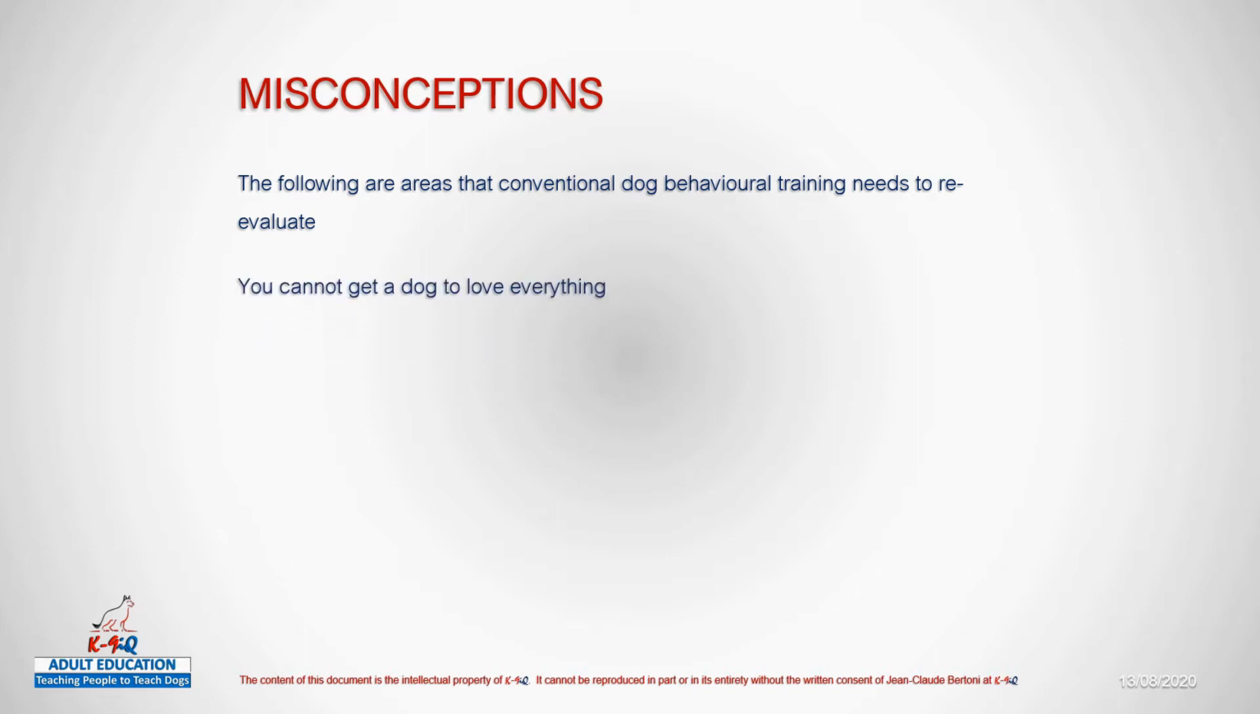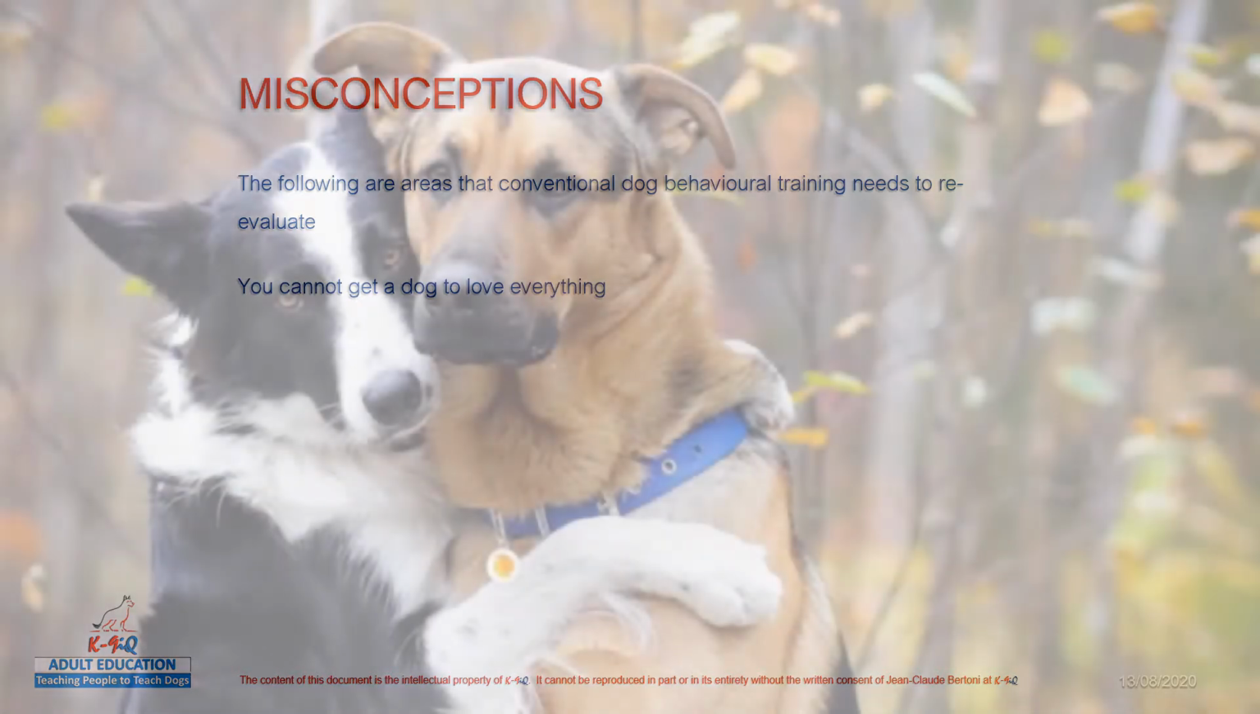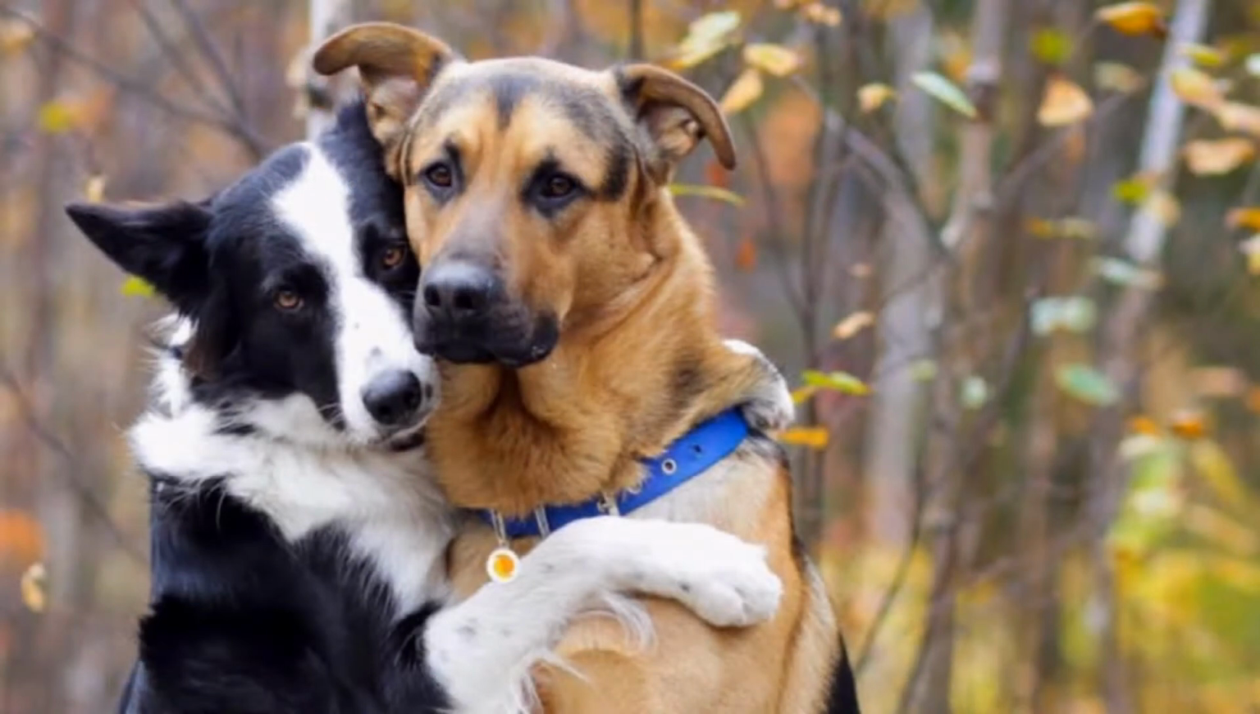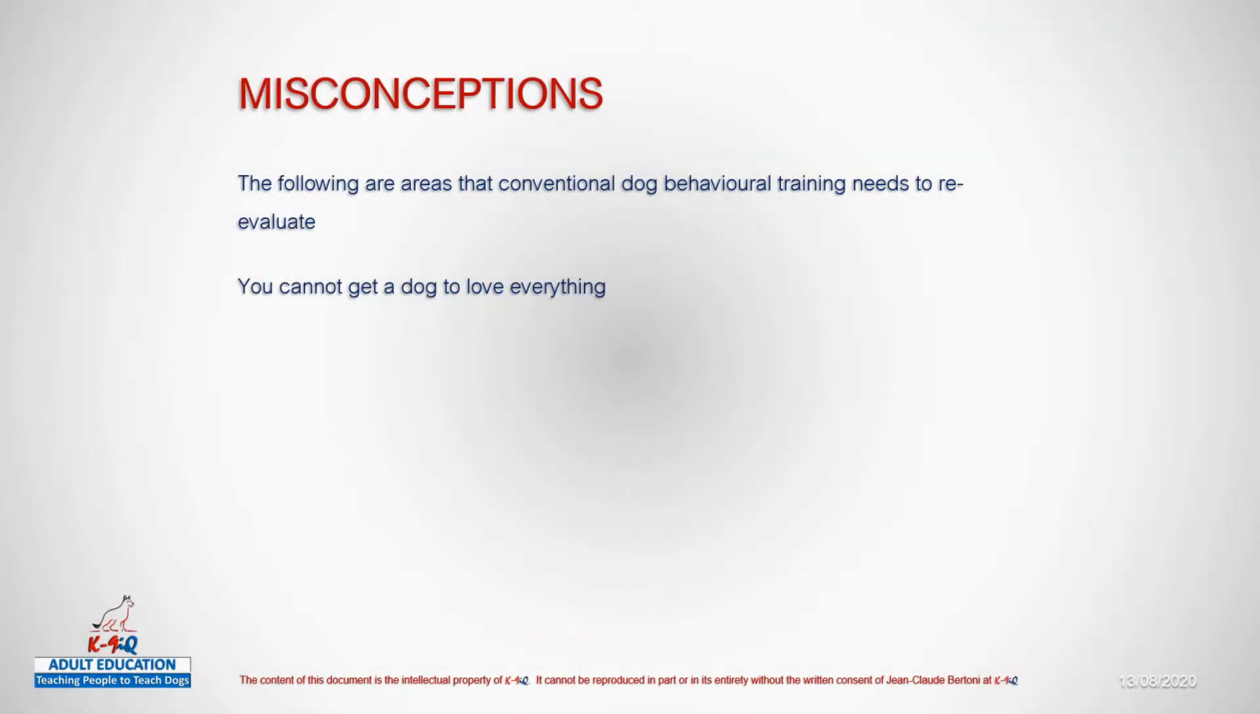The first one, and the most important one for me, is you cannot get a dog to love everything. Now, there are so many dog trainers that are trying to get the dog to love every dog that they're around or every person that they're around. That would be like us saying that I have to love everybody that I'm with at work or everybody that I meet in society. There are people that I meet that I like. There are people that I meet that I could fall in love with. There are people that I meet that I just hate from minute one, and nothing can change that opinion.